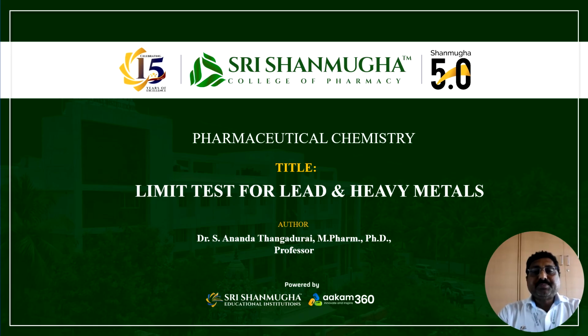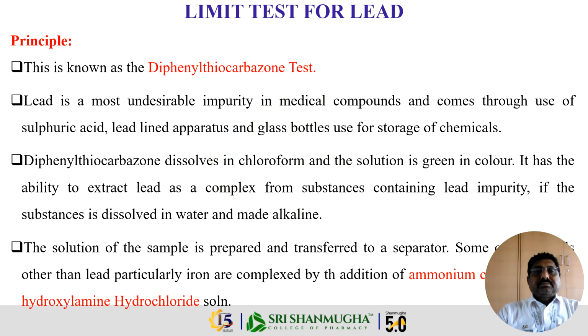Limit test for lead is based on the formation of a colored complex using diphenyl thiocarbazone, also called dithizone. Limit test for lead is also known as the diphenyl thiocarbazone test. Diphenyl thiocarbazone is an organic reagent that dissolves in chloroform and gives a green colored solution. When lead is present, it forms a violet or red colored complex with dithizone.